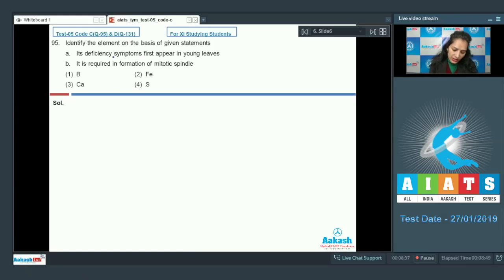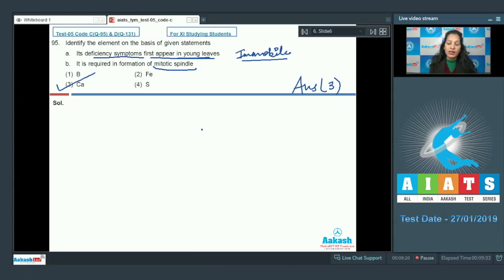By reading this statement, we can analyze this as an immobile element. How? Because its deficiency symptoms first appear in younger leaves. If deficiency symptoms first appear in the younger leaf, it means this element cannot move from senescing leaves or the older tissue to the young tissues. It is immobile. So this element is immobile first, and then second, it is required in the formation of mitotic spindles. Without doubt, you can say that in mitotic spindles calcium is required. So the correct option for the given question is third, that is calcium, because calcium is required in mitotic spindle as well as it is immobile. Let's move on to the next question.